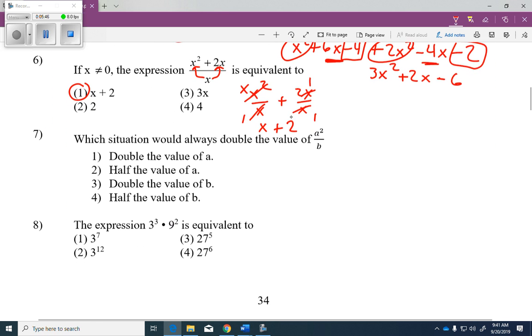Number 7, which situation would always double the value of a squared plus b? This question, I guess, is kind of like a thought-provoking question.